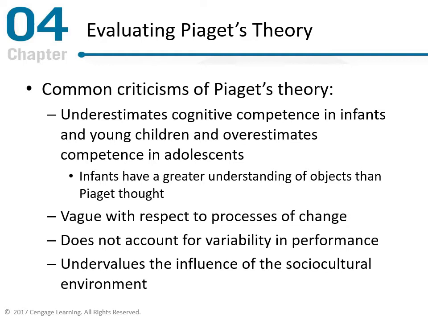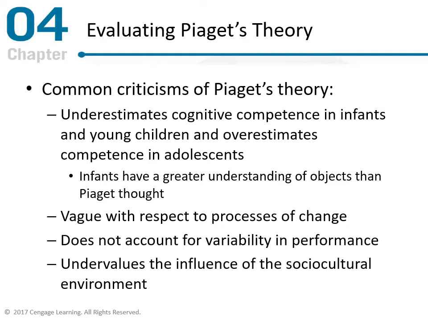The third criticism is that he does not account for variability in performance. In Piaget's view, each stage has a unique characteristic that leaves its mark on everything a child does, right? For example, egocentrism and centration in preoperational thinking. Consequently, children's performance on different tasks should be consistent.